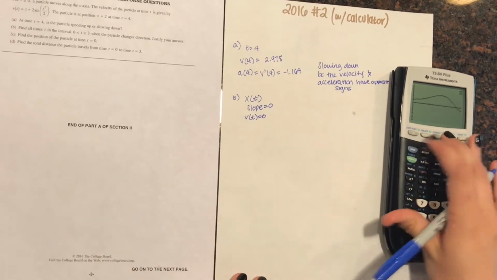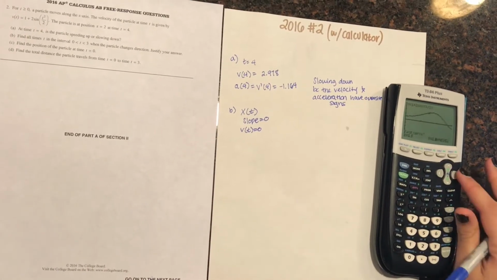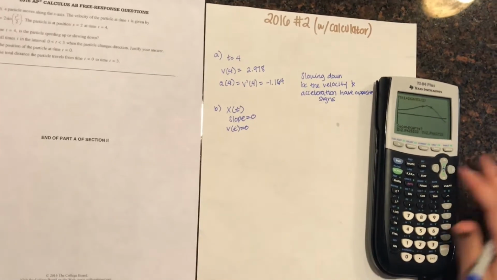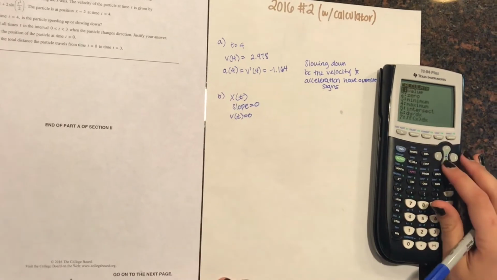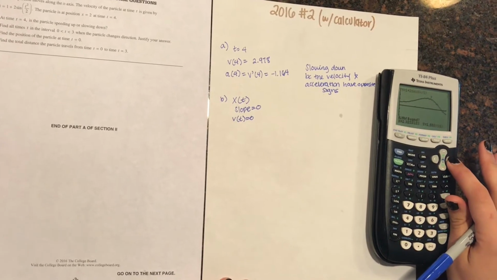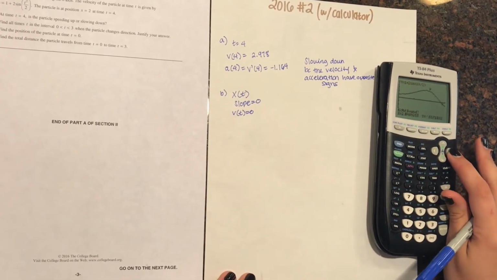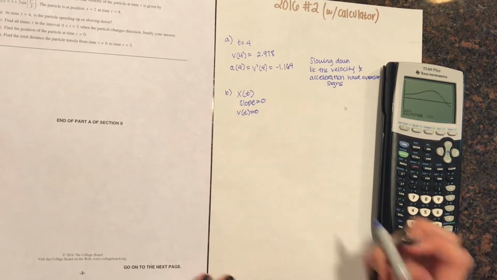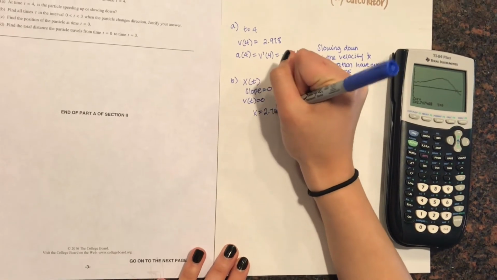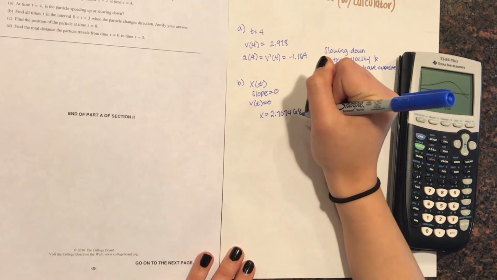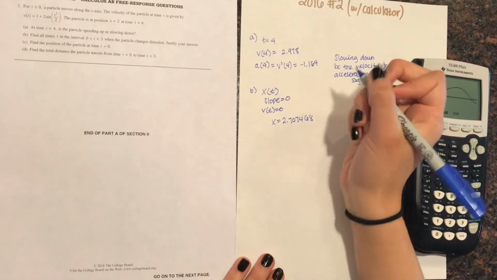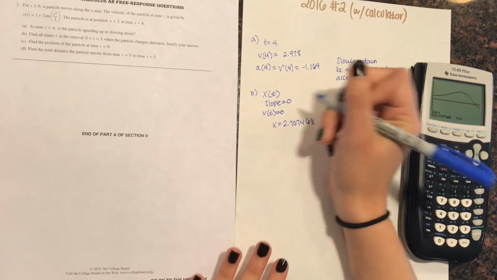So you're going to do a second trace, intersect, zero, your left bound, and then your right bound. And so then you have an x-intercept at x equals 2.707468. And you know that because it switches from positive to negative, it does change direction.